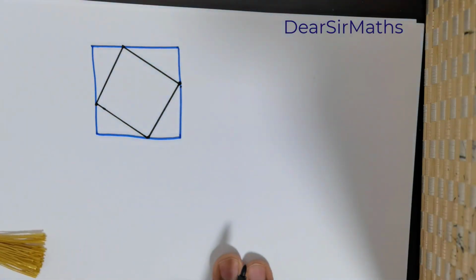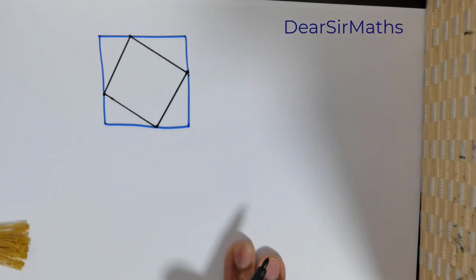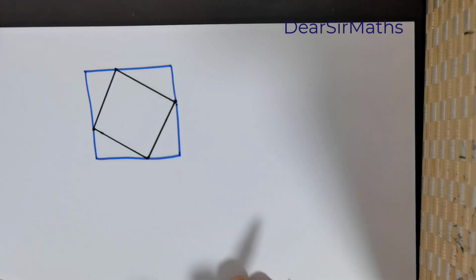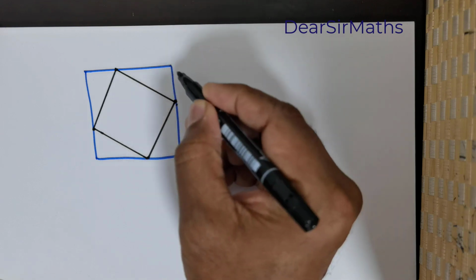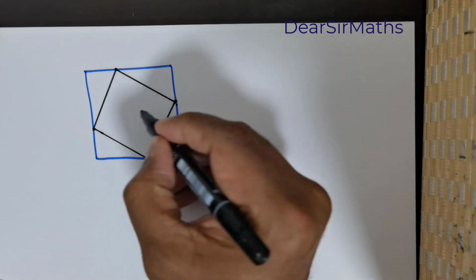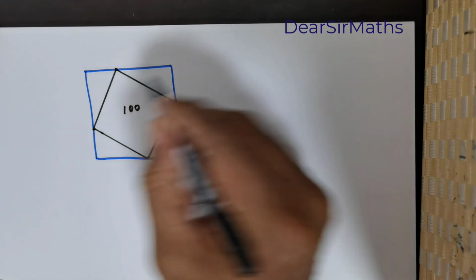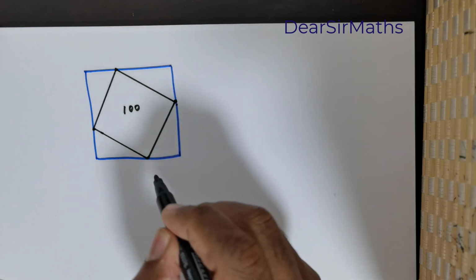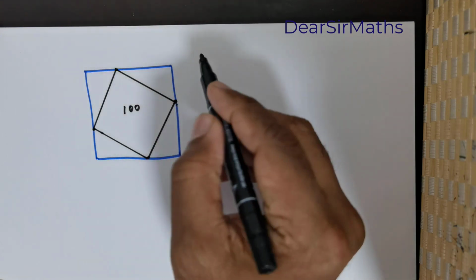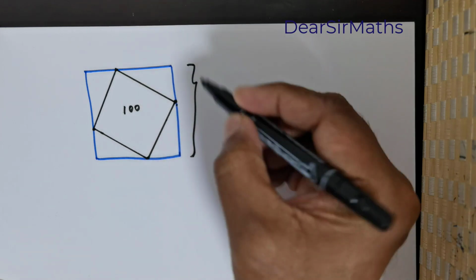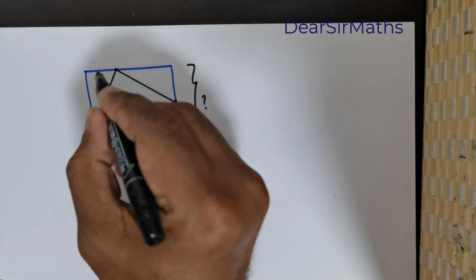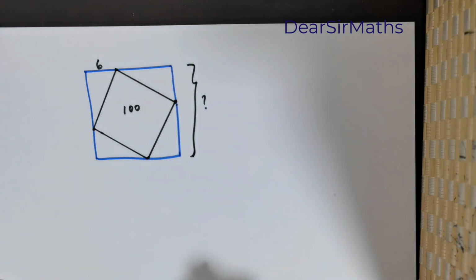Okay, so this is the diagram and you got a square within a square. So the area of this inner square is 100 units and we are expected to find this entire length, and this is given to be 6 units.